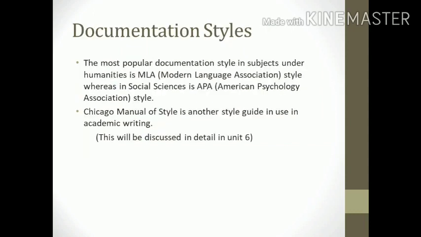We have understood that a research paper or article uses a particular documentation style to record its sources and evidence. The most popular documentation style in subjects under humanities is MLA, Modern Language Association style. In social sciences, it is APA, American Psychological Association style. Chicago Manual of Style is another style guide we use in academic writing. These style guides will be discussed in detail in Unit 6.